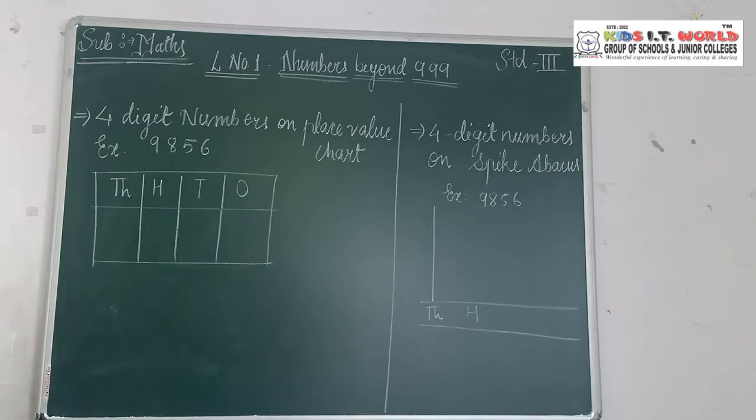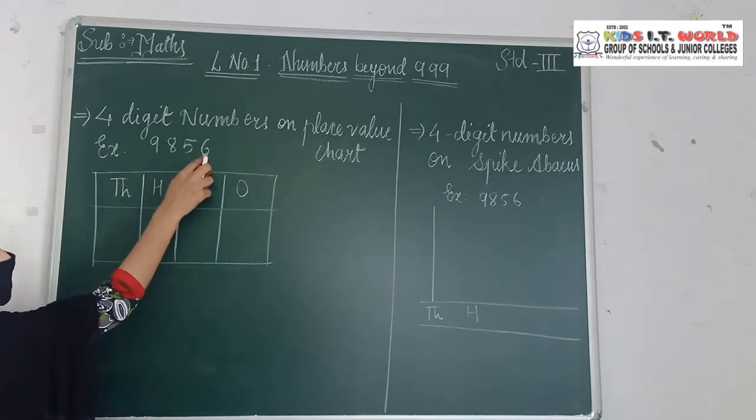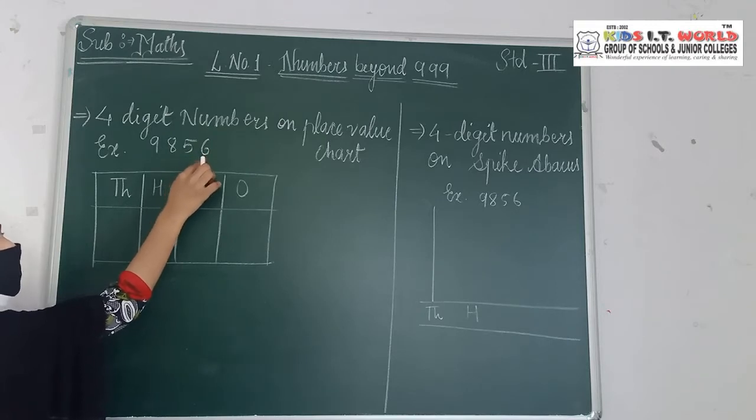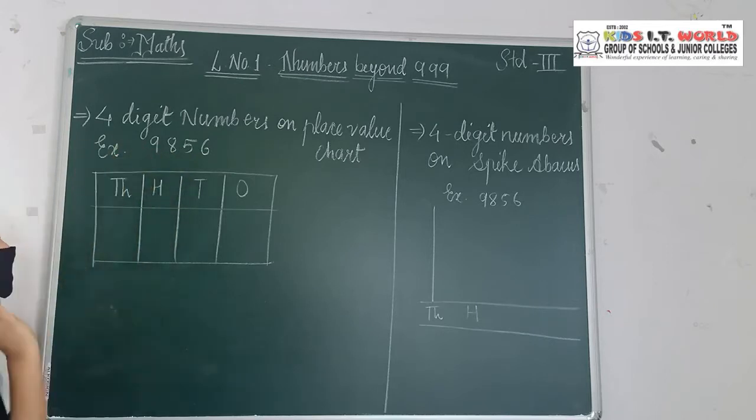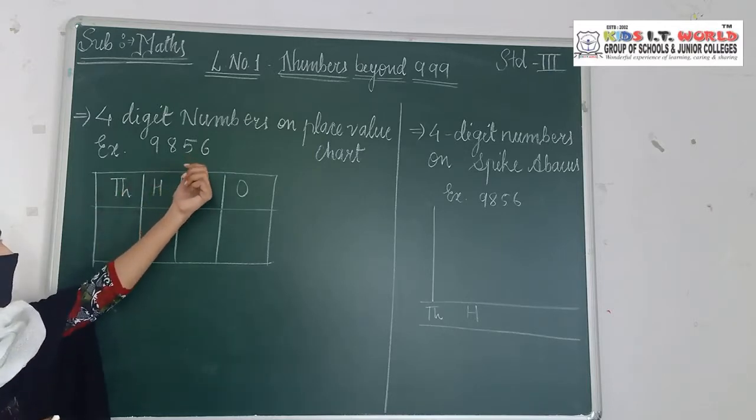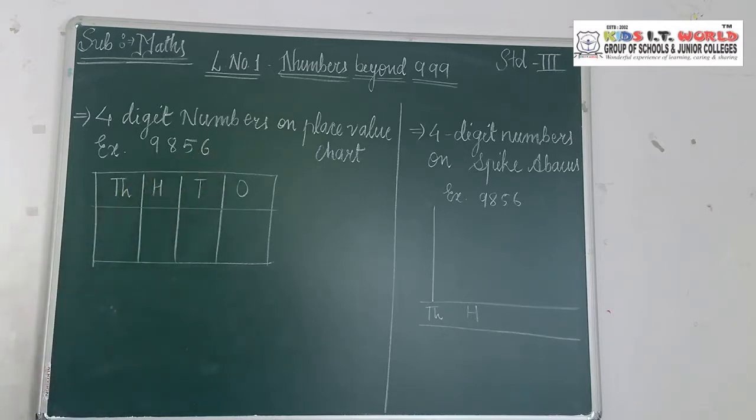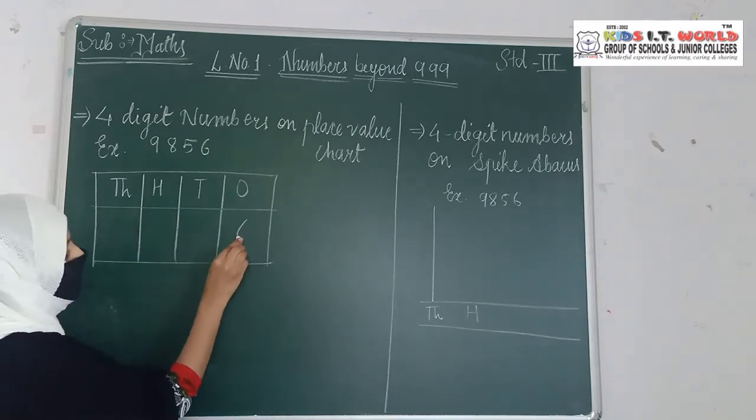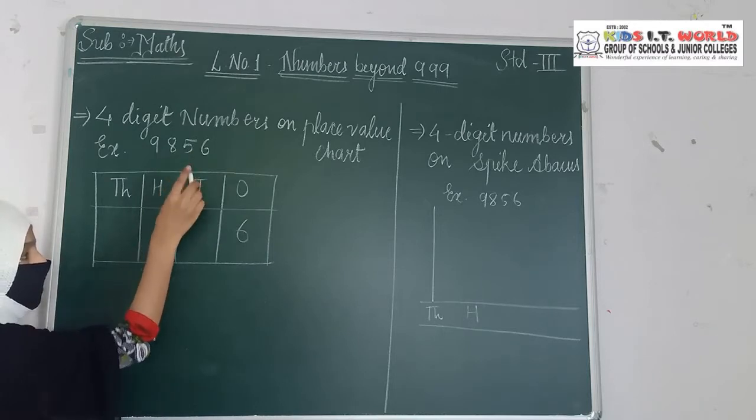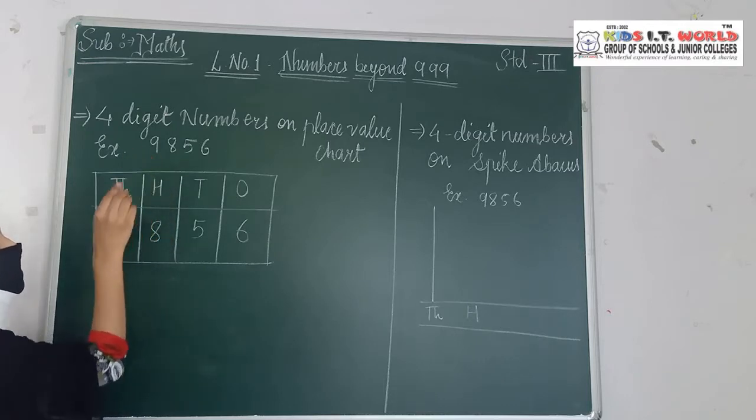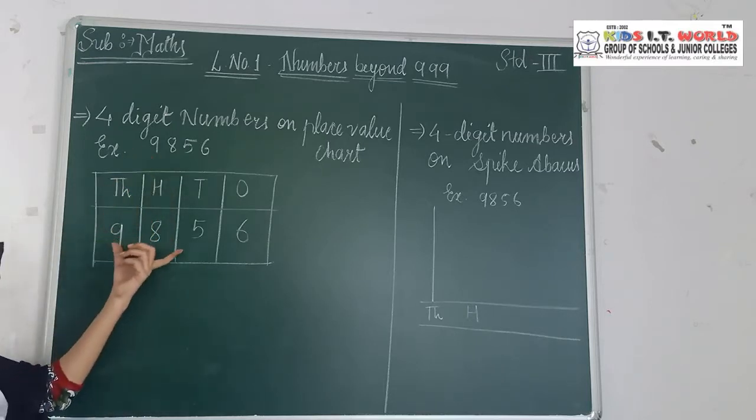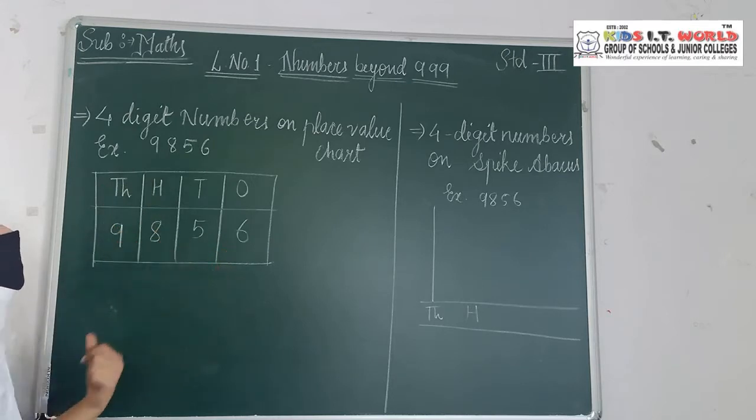First of all, read the number from the extreme right position. So the number starts from the ones, then tens, hundreds and thousands. Whenever you are representing the number in the place value chart, you have to start writing from the extreme right position. So you will write the number from 6. On the ones place, 6. On the tens place, 5. On the hundreds, it is 8. And on the thousands, it is 9. So in this way, you have to represent the number in the place value chart.